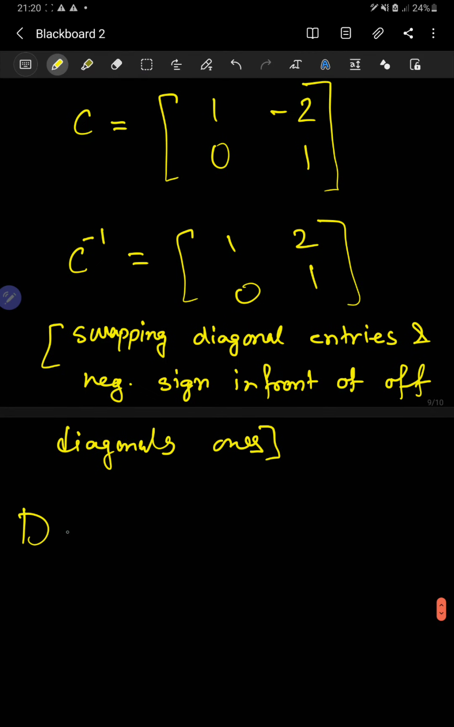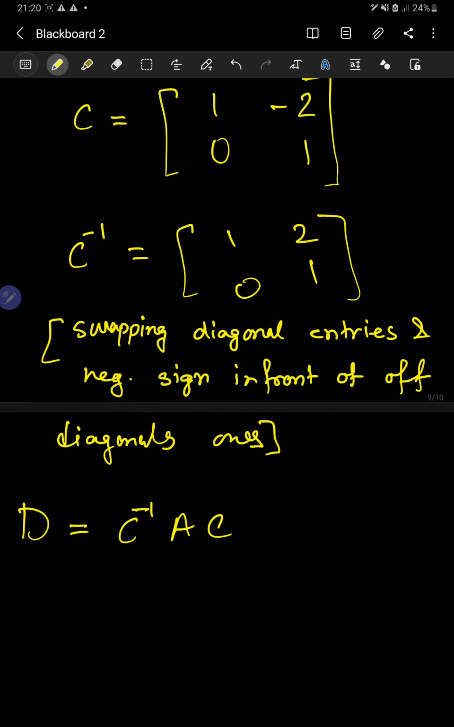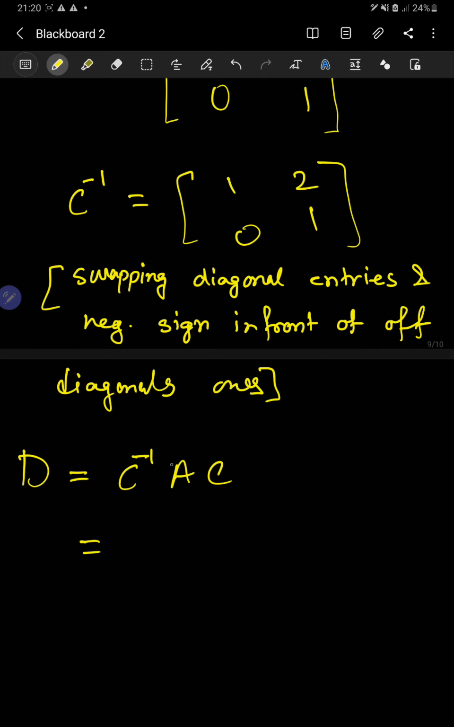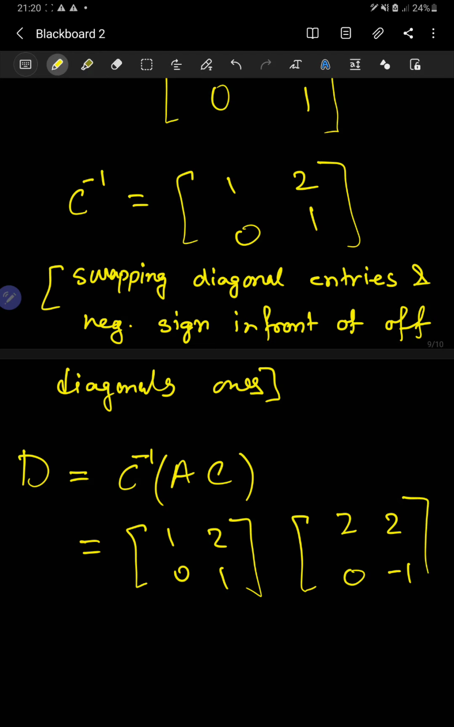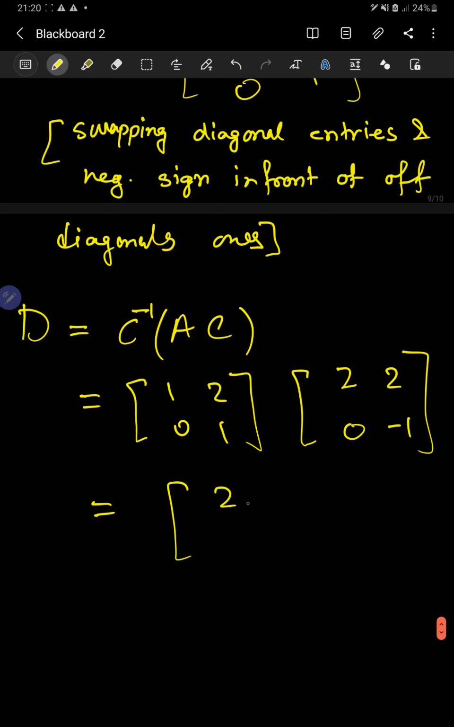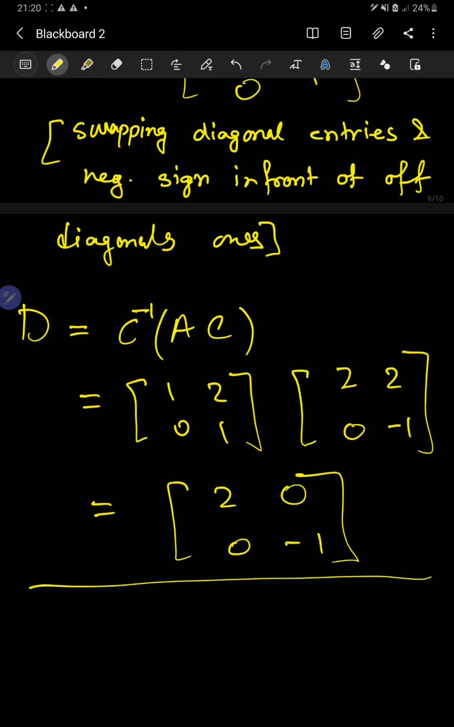Okay, now we are ready to construct our diagonal matrix corresponding to our matrix A, that is, diagonalizing our matrix A. How do we do that? C inverse AC, and you can multiply these two first. Let's just put a bracket for convenience. If you multiply, you get something like this, and ultimately this is how you diagonalize a matrix A.